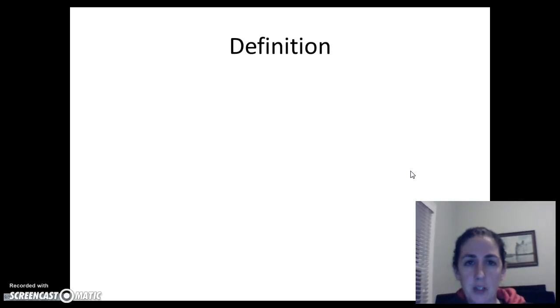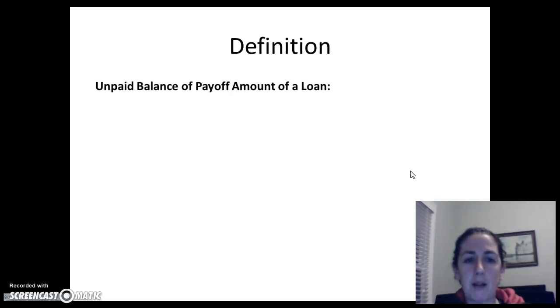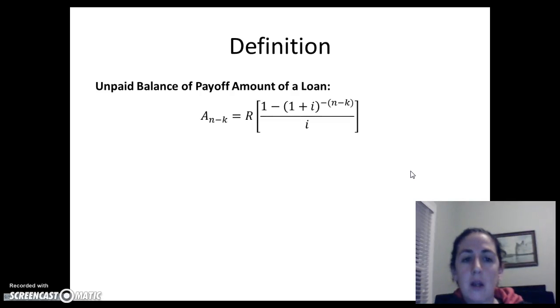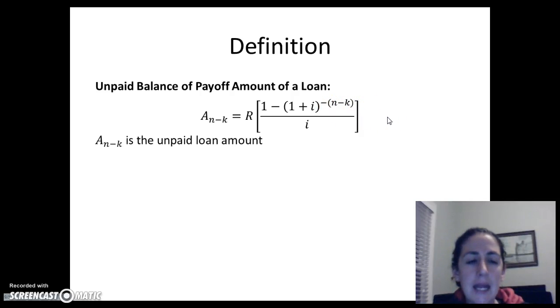Now I have another definition for you. The unpaid balance of a payoff amount of a loan. Now, the variable a sub n minus k, this is all part of it. This is one big variable, equals r times (1 minus (1 plus i) raised to the negative (n minus k)) over i. A sub n minus k, that's the unpaid loan amount. That's how much you have left on your loan.